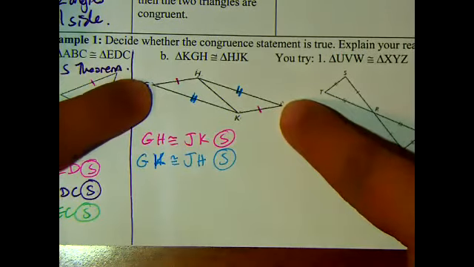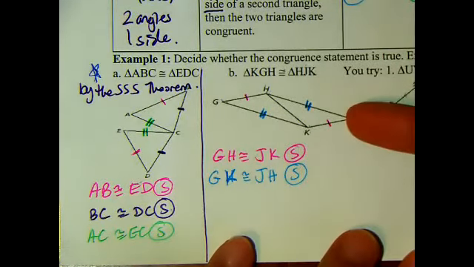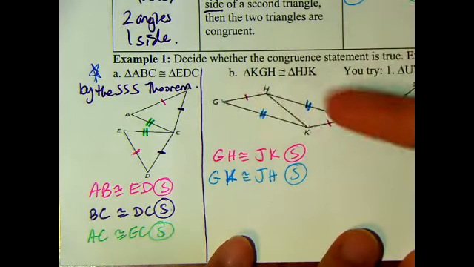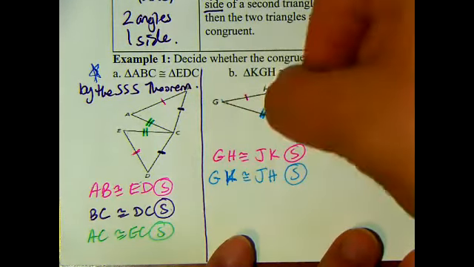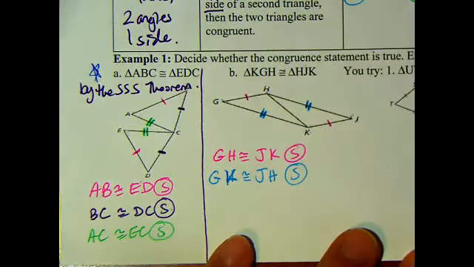Okay. But can you move it a little bit to the left, please? Sure. Thank you. So I have to show that these two angles are congruent, or I have to show that this side HK is congruent to side HK.